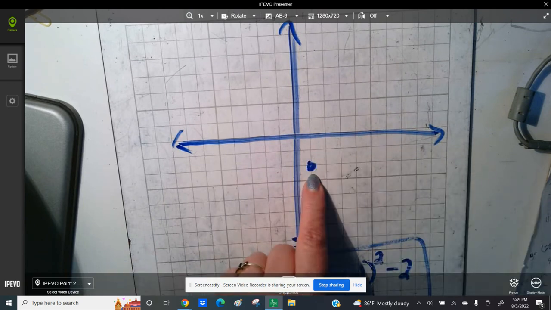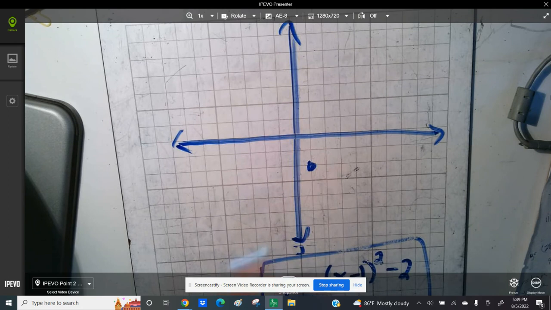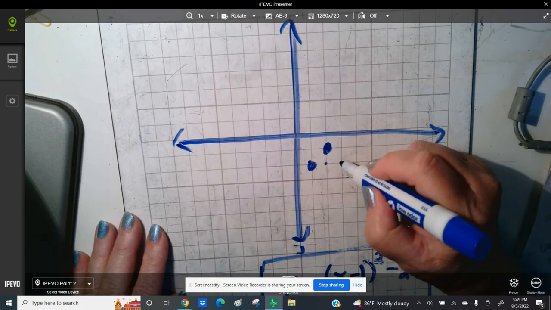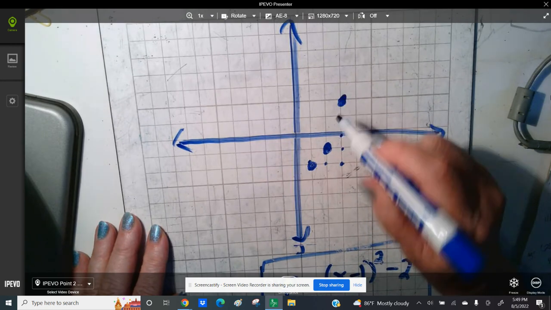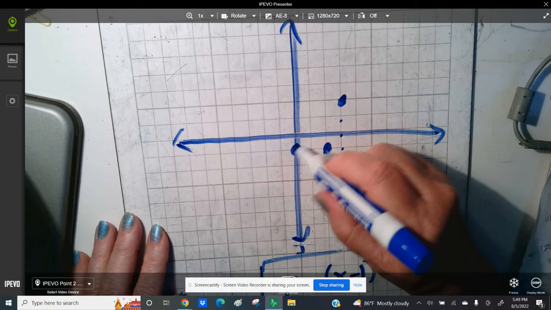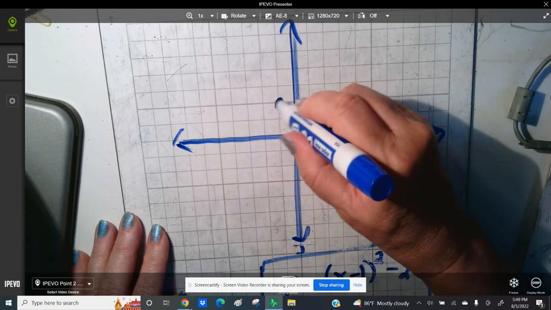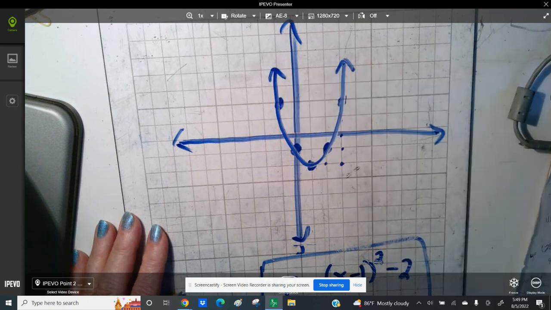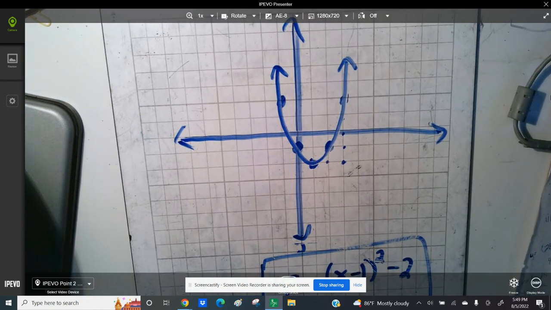From this vertex, I can use my standard values of over 1, up 1, over 2, up 4. And then I can reflect those over: negative 1, up 1, over negative 2, up 4. And then I can just connect my dots and put arrows on the end. And so now I've graphed that function. Hope this helps.